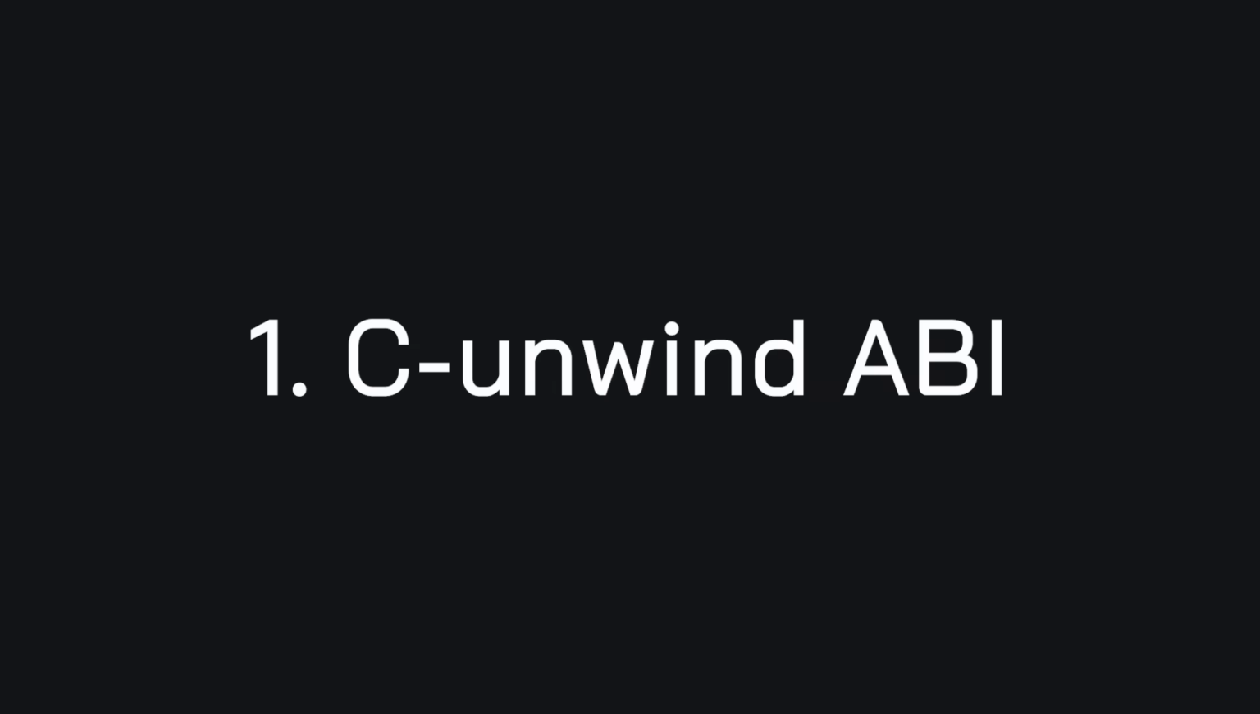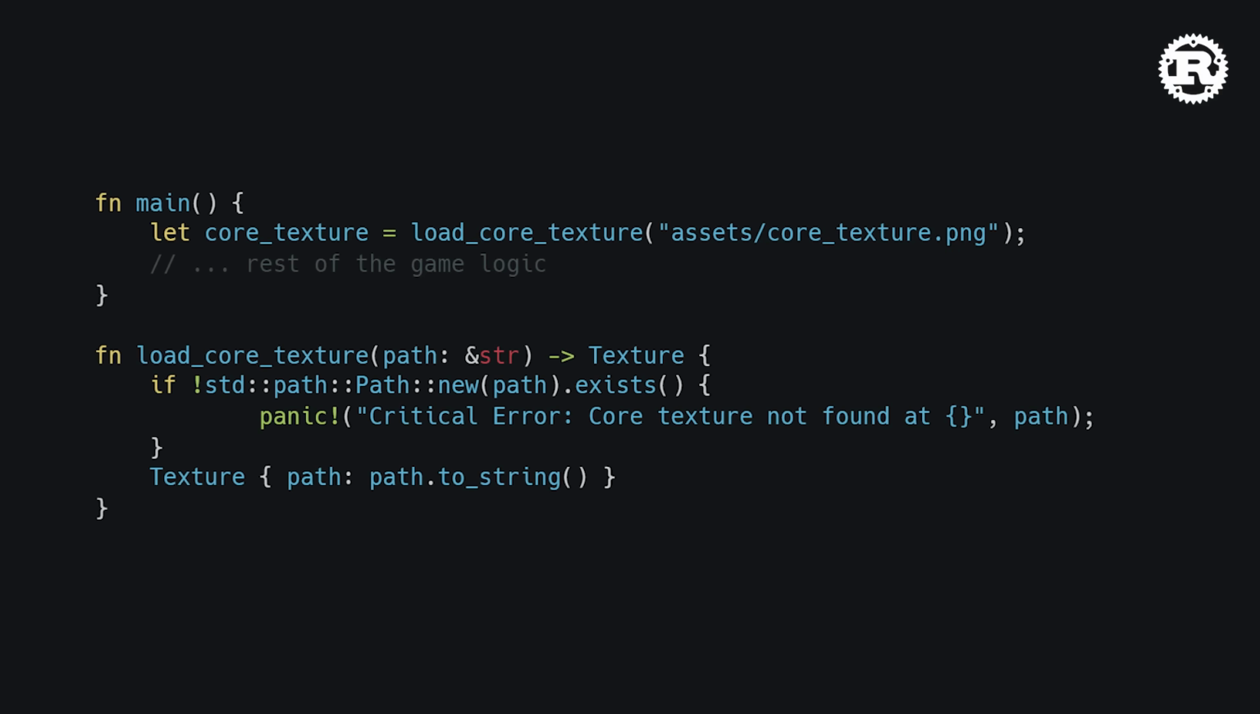The first update in this release is the stabilization of the C-unwind ABI. To understand this feature, we must first understand unwinding and ABIs. Unwinding is the process that occurs when your program panics. The program walks back through the stack frame by frame and cleans up resources before gracefully terminating.